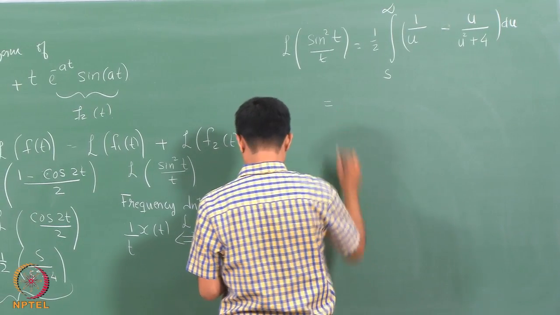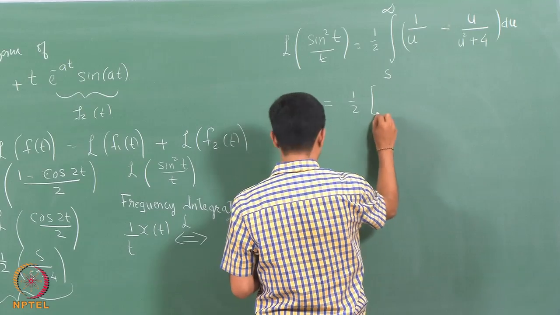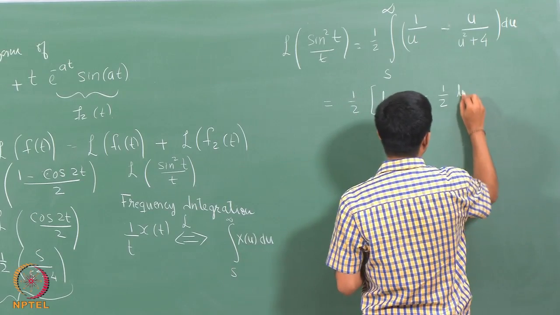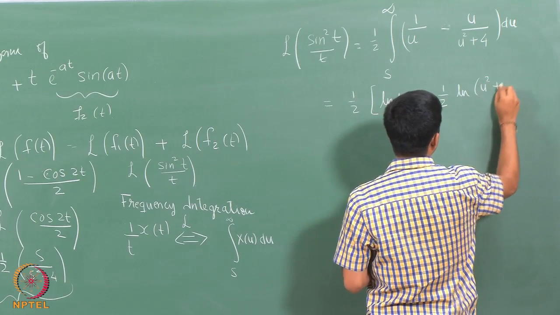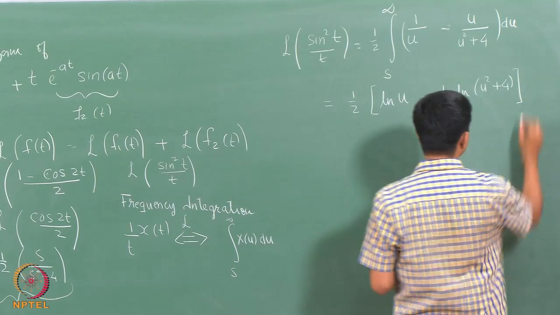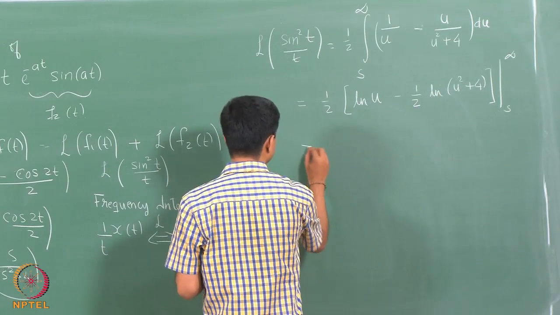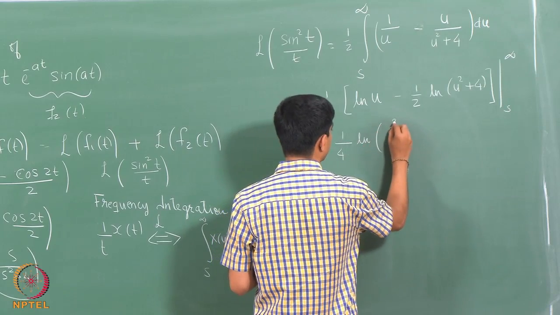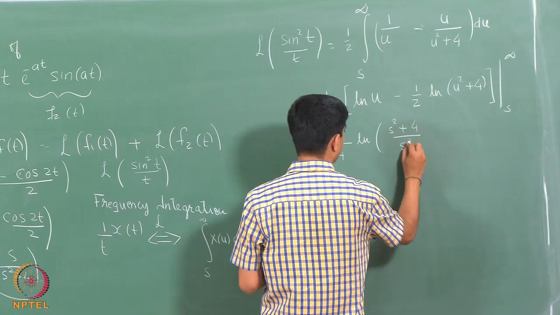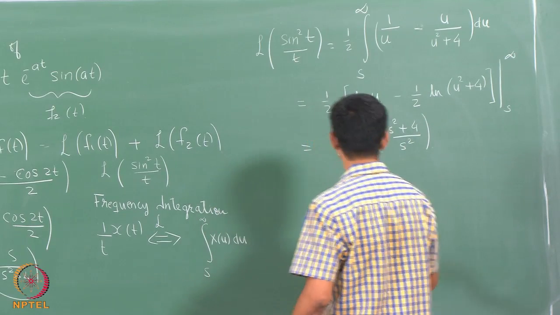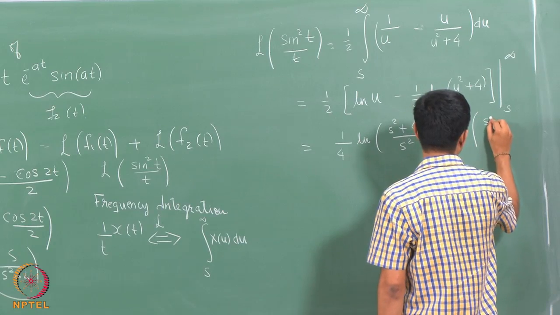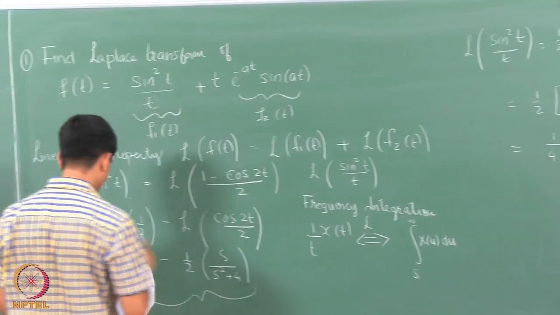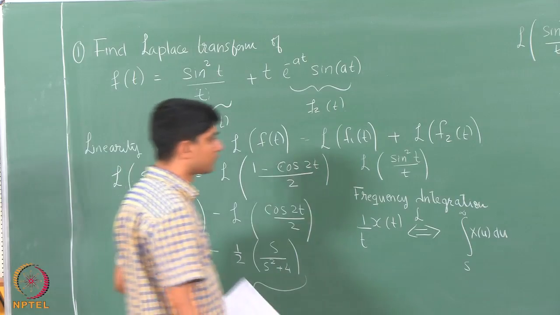So, what would this be? It would be half of log u minus half log of u square plus 4, and everything going from s to infinity. So, this simplified would look something like this: 1 over 4 log of s square plus 4 over s square. Okay. So, this is the Laplace transform of sine square t over t.